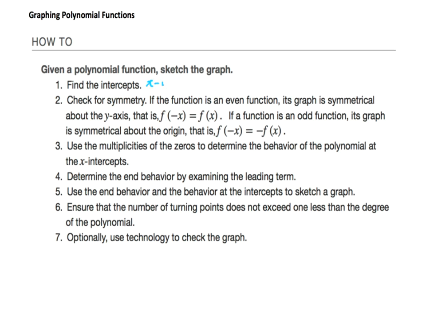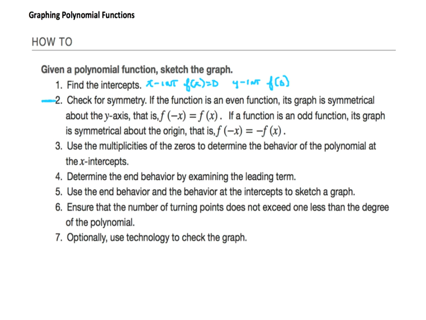First thing you want to do is find the intercepts. That is the x-intercept, where f of x is equal to 0, and the y-intercept, where f of 0 is evaluated. I don't usually check for symmetry when I'm graphing or sketching graphs of polynomial functions. Sometimes it can be helpful, but other times, it's just more work that doesn't really get you anywhere. You can check for symmetry, and by all means, if WebAssign asks you to, you're going to have to.